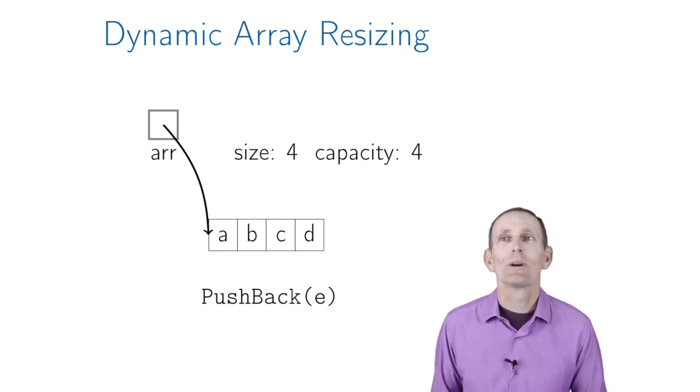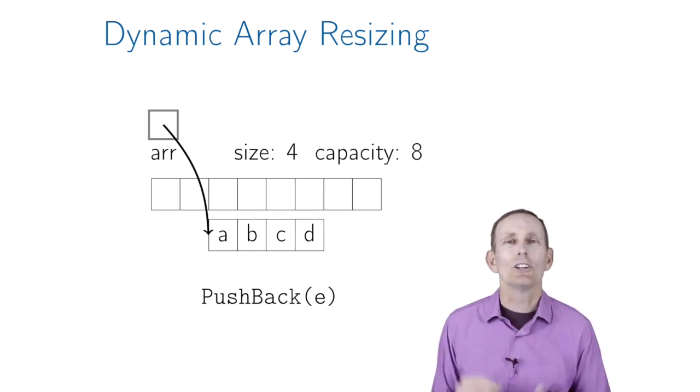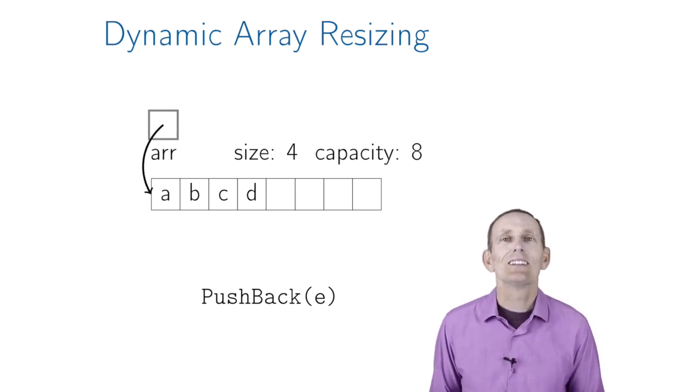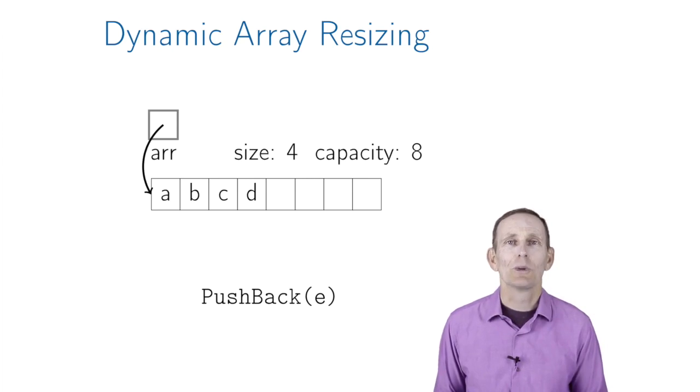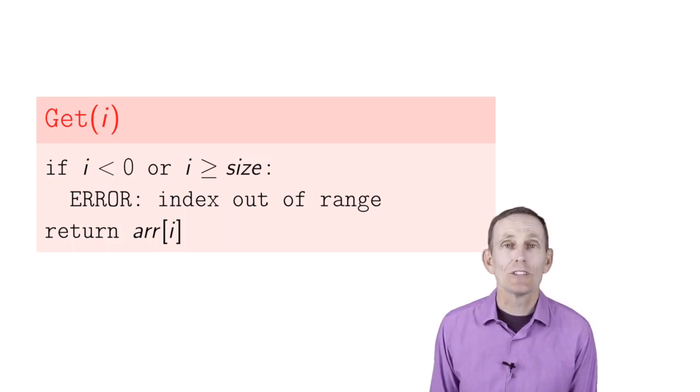We're too big. We're going to allocate a new array. In this case, we're going to make it of size 8. We'll talk about how you determine that size somewhat later. And then copy over A, B, C, and D, update the array pointer, deallocate the old array, and now we have room, we can push in E. So that's how dynamic arrays work.